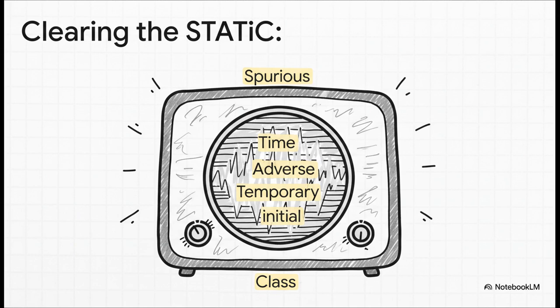Now, what's really cool about this one is the pattern. You've got spurious and class selection on the outside, kind of like the casing of an old radio. And right in the middle, you have this powerful little cluster that's all about timing. Time, adverse, temporary, and initial. Recognizing these is how you clean up the data. It's how you make sure you don't build a beautiful forecast on a totally flawed foundation. So when you see noisy data, just picture that old radio and clear the static.